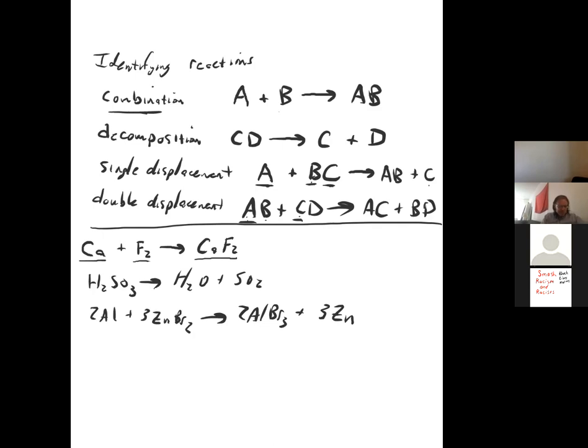Something simple plus something simple to something complex. So that's combination. Oops, let me write it over here. Combination. Okay. The second one is H2SO3 turns into H2O and SO2.